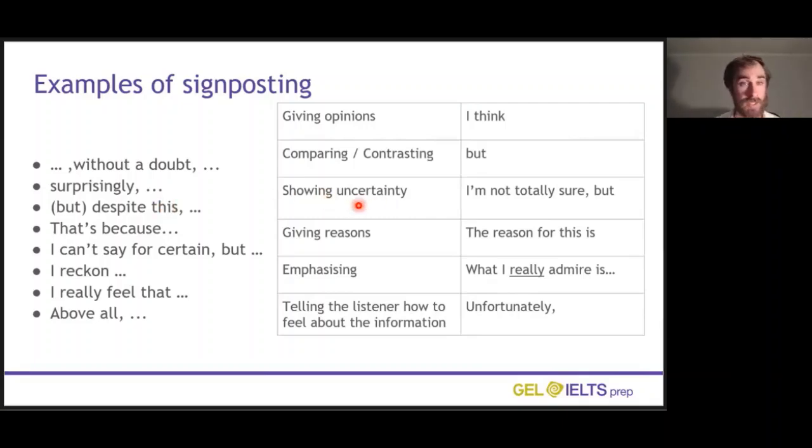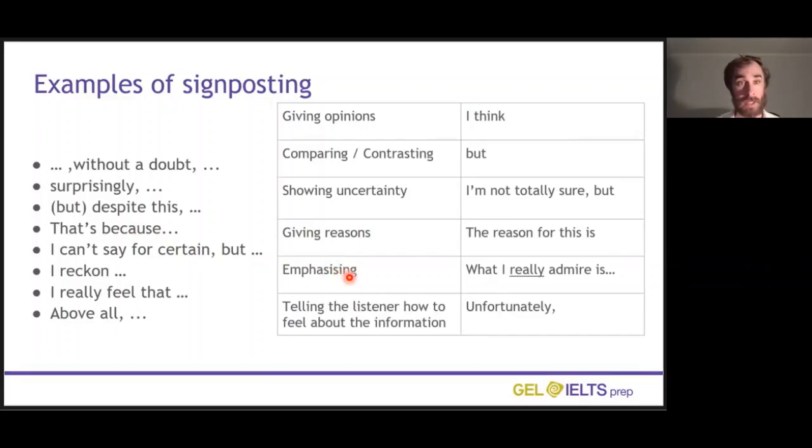Showing uncertainty, we could have I reckon and I can't say for certain, but. So both of these expressions tell the listener that I'm not 100% sure about the information I'm saying. Giving reasons, well, we have that's because. So this gives the reason for something.